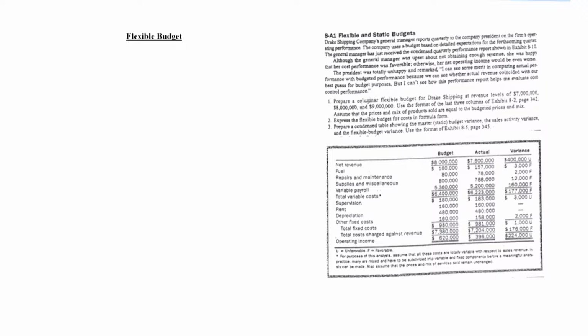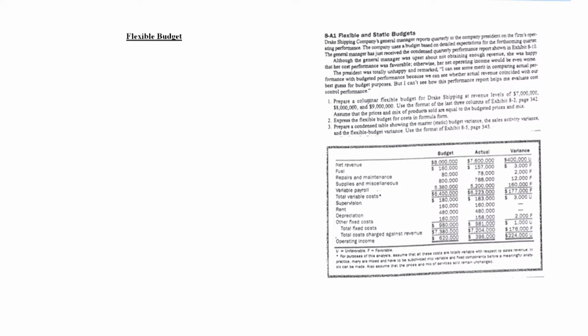The budget was for 80 lakhs of revenue, and actual performance is 76 lakhs worth of sales or revenue, and we have the variances given in the last column, right. Although the general manager was upset about not obtaining enough revenue, she was happy that her cost performance was favorable. The revenue target for this quarter was 80 lakhs and the actual revenue is 76 lakhs, so revenue has come down, but the cost has been controlled to a larger extent and has decreased.